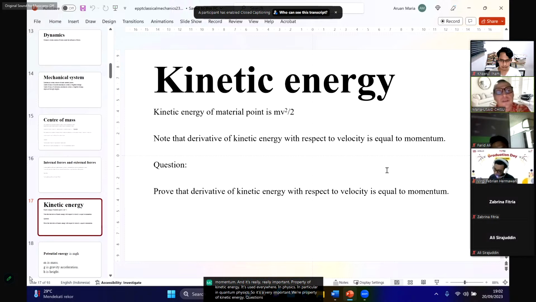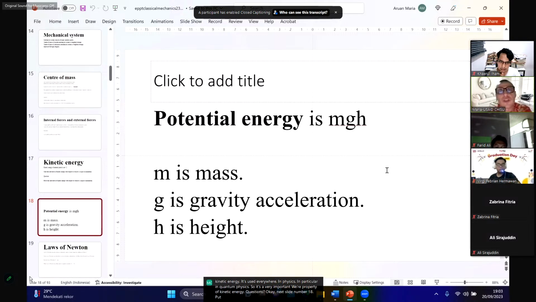Questions? Okay, next, slide number 18. Potential energy is mgh in our case so far. Here, m is the mass of the material point, g is the gravity acceleration, and it's approximately 10 meters per second squared on Earth. And h is the height above some level, let's say above the ground. So the higher you raise the mass above the ground, the greater is the potential energy.